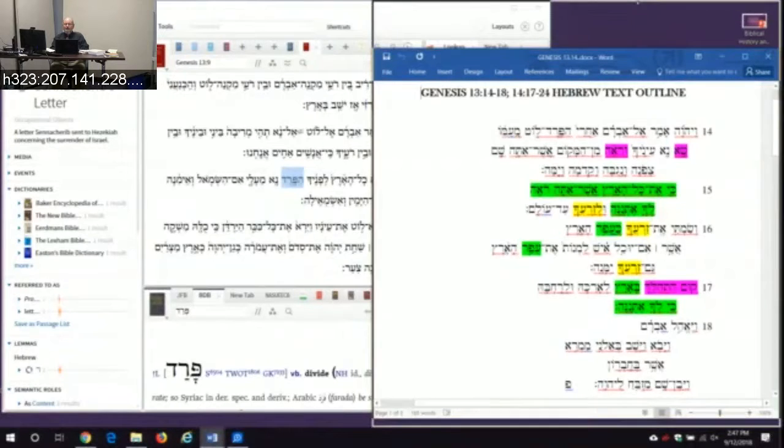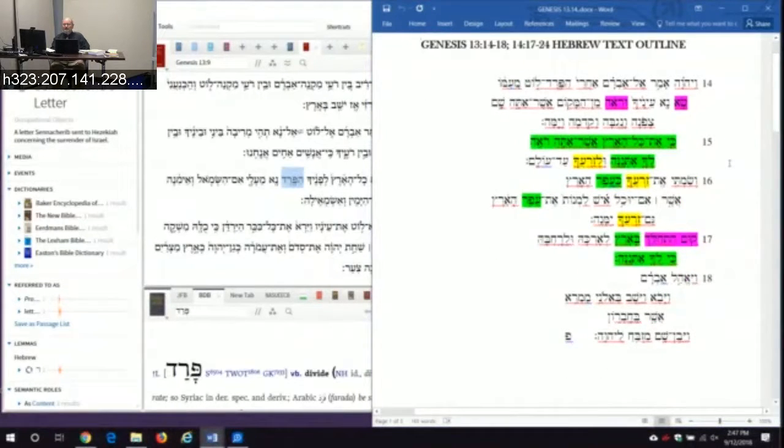So as I noted in the announcement that I sent out, I've done another outline of the layout of the Hebrew text of the end of Genesis chapter 13 and the latter portions of Genesis 14. I just want to highlight in these few moments a few of the elements of the text that are notable.